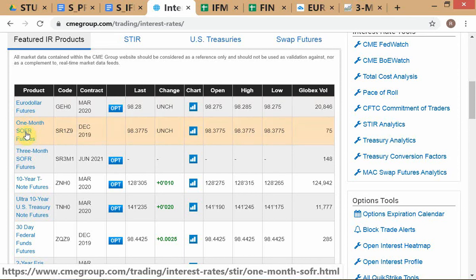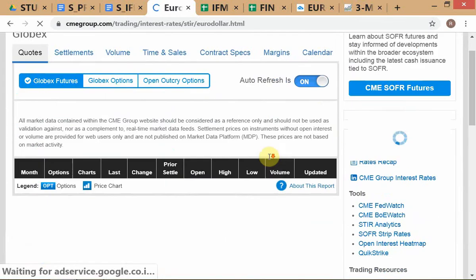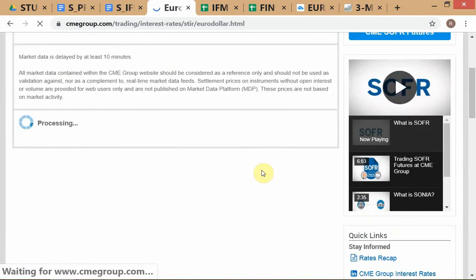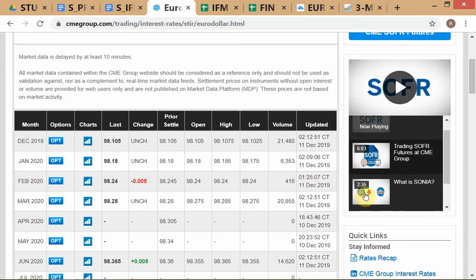So now you already have SOFR futures as well. But anyway, we are interested in this one. This has much more. You can see the difference in the volumes. So the SOFR contract has not yet caught on. The EuroDollar futures is still the most actively traded short-term interest rate contract in the world.